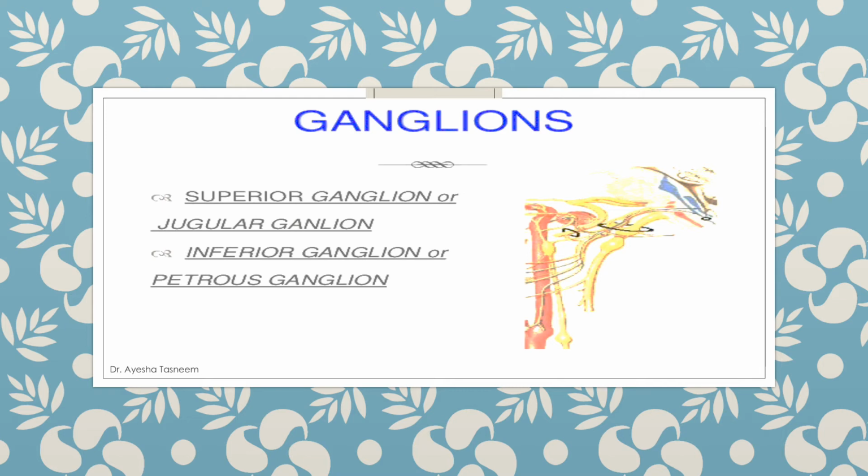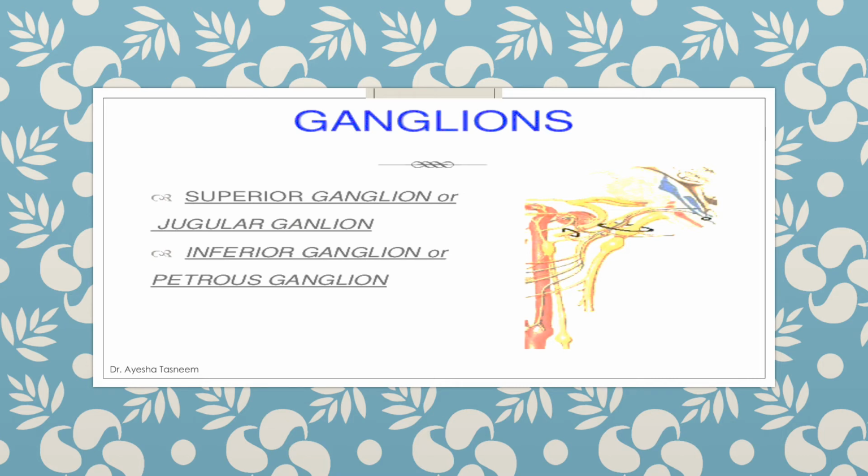The inferior ganglion is present in the lower border of the petrous temporal bone. It is larger and its branches convey taste and tactile signals from the mucosa of the tongue and general sensations from the oropharynx.